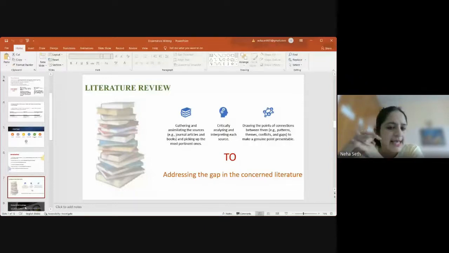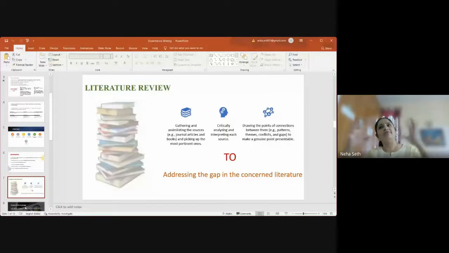The second step that is generally followed, after the introduction chapter, is the review of literature, or literature review. Basically, it includes the majority of papers which might be related. It could be articles, blogs, newspaper articles, magazines or books also. You need to gather all the possible sources giving you information related to your topic.